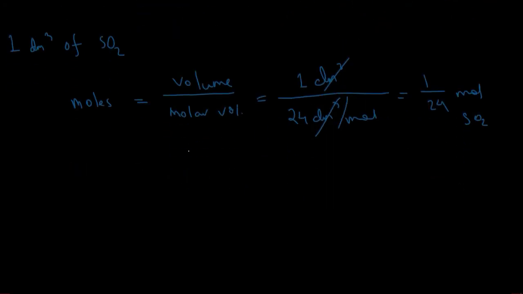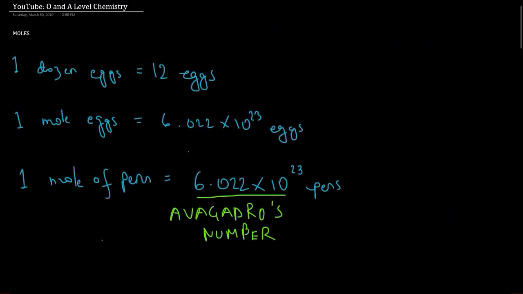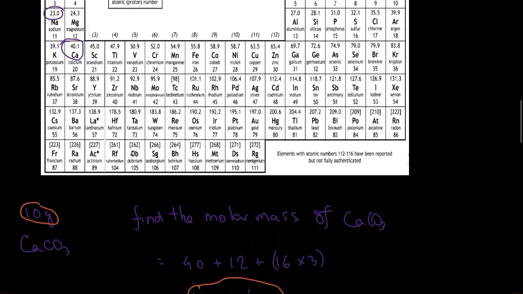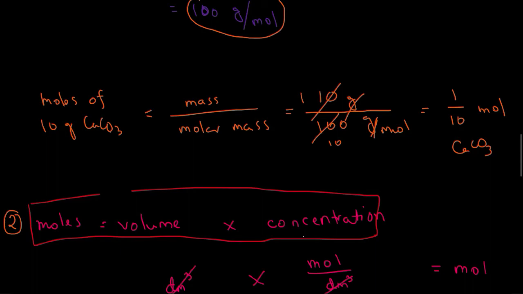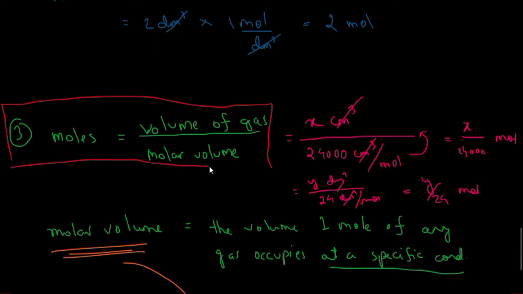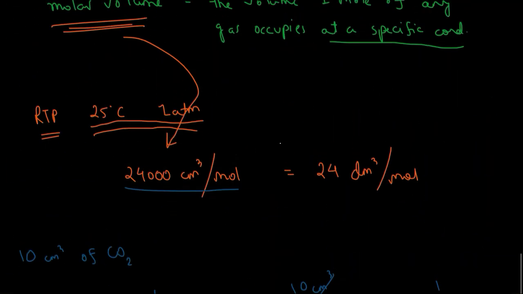So that's basically it for mole calculation in O and A levels. These are the three formulas. The first one is this one. The second one is this one, volume into concentration, and the third one is this one. So you basically need to know these three formulas. If you know these, you're good. You can do anything. And always remember that your units always cancel out and you always end up with moles. That's all you need to know. So that's that.